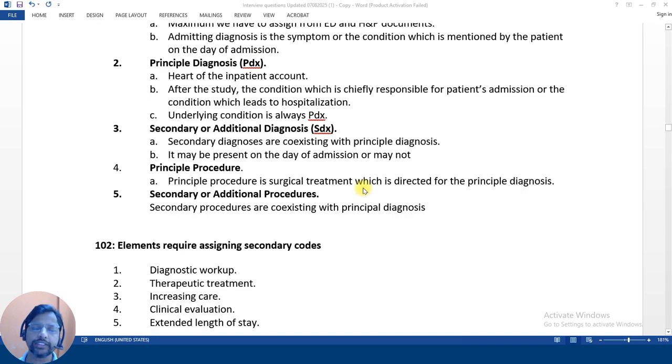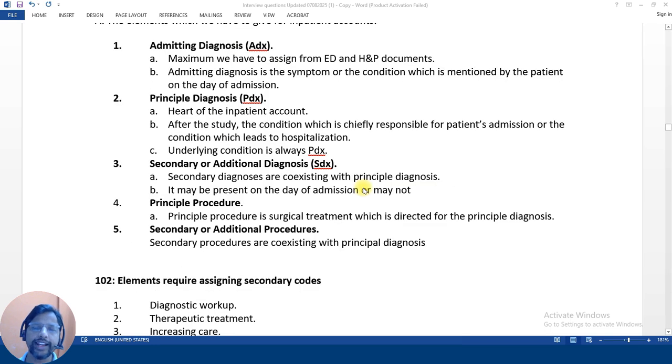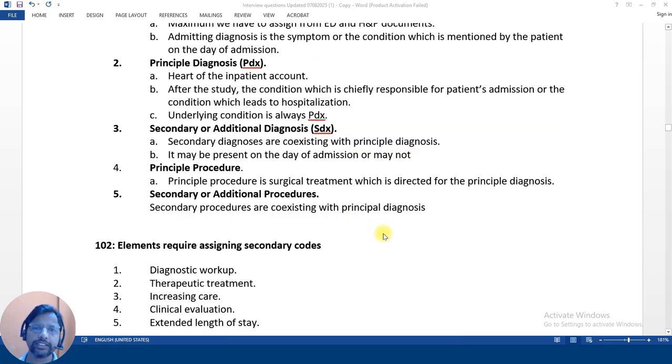Next one is principal diagnosis. In the documentation you will see admitting diagnosis as ADX. Next is the principal diagnosis. As all of us know, principal diagnosis is the heart of the inpatient account. Why? If you are new to inpatient coding, reimbursement depends on PDX. This PDX has the DRG value. Based on this DRG, the facility or hospital will get the amount. So PDX is the heart of the inpatient account.